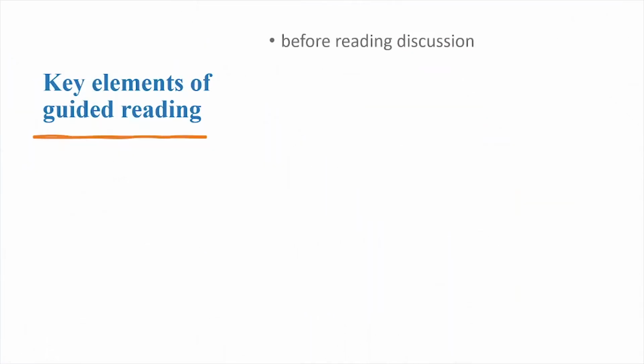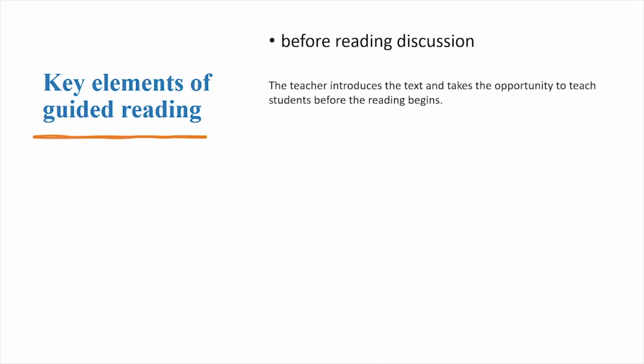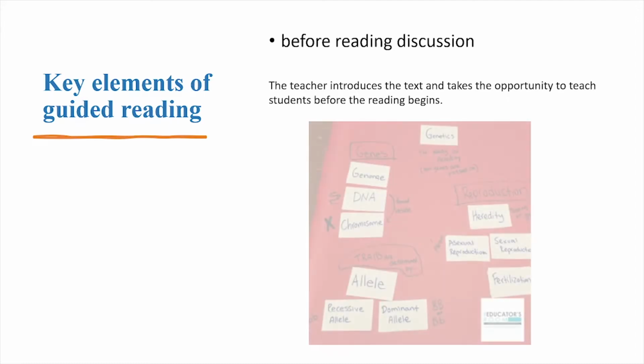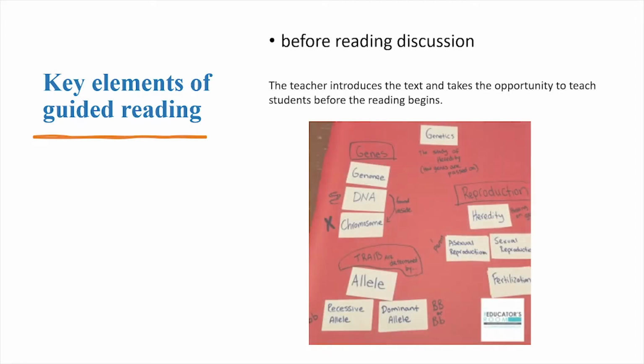The key elements of guided reading include: before reading discussion. This is when the teacher introduces the text and takes the opportunity to teach students before the reading begins. The activity you can try is word search. Choose a few words from the text that may be difficult for students, or words that tell what the story is about. Then have students sort the words into categories.